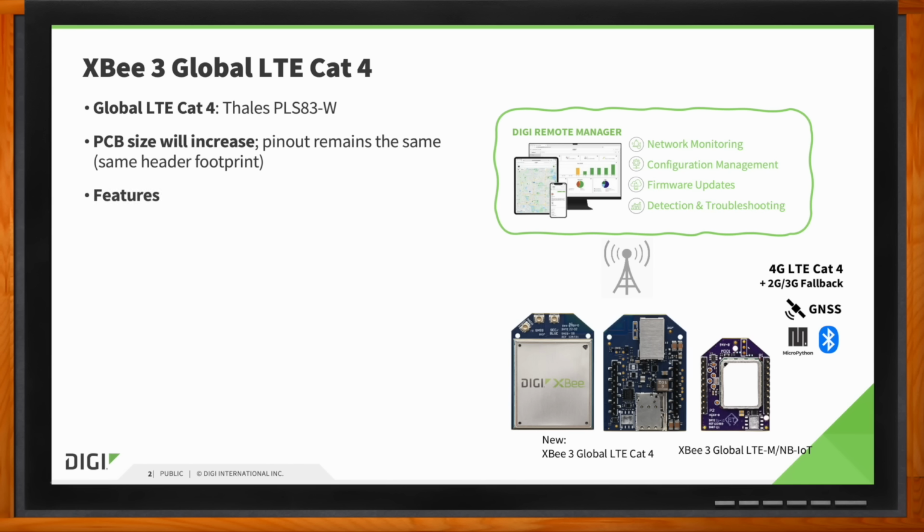Some of the features that are included on this module from a cellular perspective are 2G and 3G fallback, as well as comprehensive coverage of a large list of LTE bands. All of these come together to help this be a very global module that can be deployed globally by our customers. It also has Bluetooth Low Energy 4.2 functionality built in.